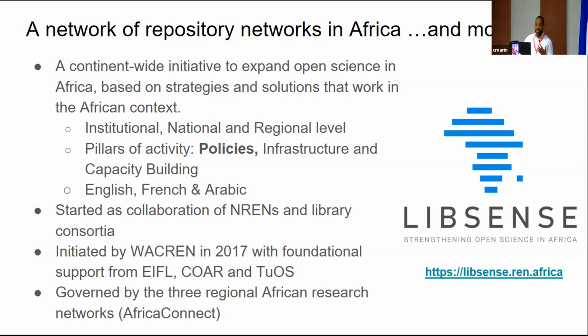At some point in our evolution, we realized that we were missing the content. That's how LIBSENSE started. It was NRENs who had no idea about open access and scholarly communications, and then library consortia, who had already started to do work in Africa, thanks to the likes of IFU, established library consortia, established repositories. So when we think of repository networks in Africa, they're actually the library consortia that have repositories established. So LIBSENSE emerged out of that. Initially it was supporting the libraries, but then we became an initiative to expand open science in Africa, principally to establish that in the African context.